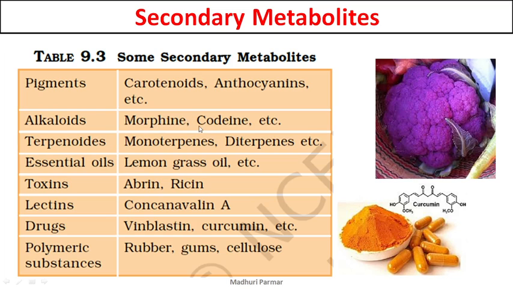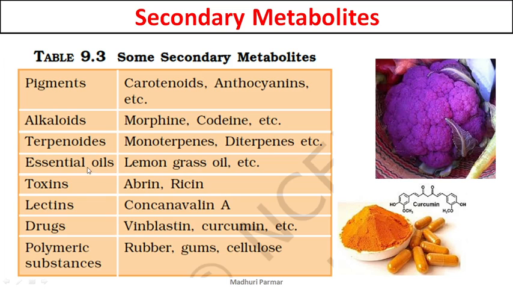Then codeine, in olden times, codeine was given in cough syrup, and this codeine is also an alkaloid. Then terpenoids. Terpenoids are just a type of secondary metabolite. It includes monoterpene, diterpene, etc. Remember this diterpene because gibberellic acid, which is a plant growth regulator, is actually a diterpene. Clear? So remember this name, diterpene or terpenoids.